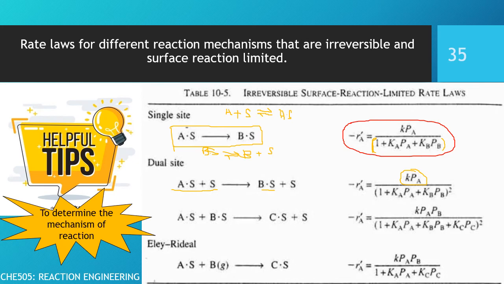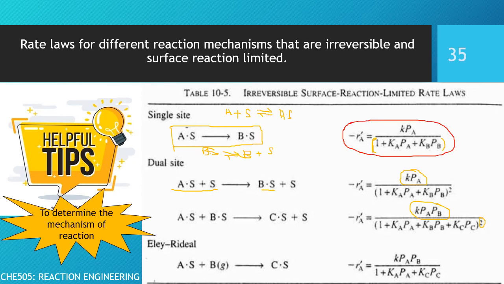Then next one, if the rate law equation is like this one, look at the denominator, K PA, PB. The numerator refers to how many reactants we have in the reaction. So now we have two reactants, reactant A and reactant B. Look at the denominator, power of 2. So it is a dual site mechanism.